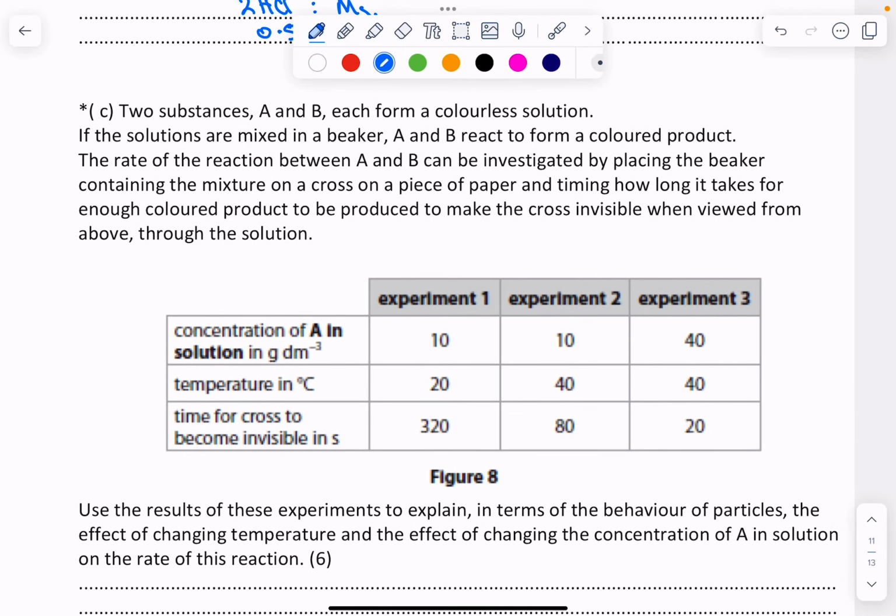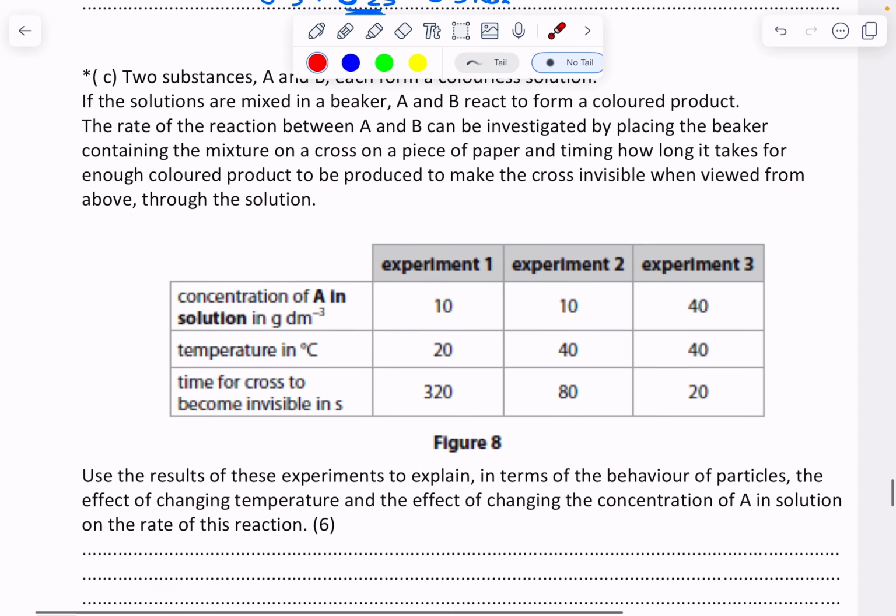Okay, so we're told here that two chemicals A and B are going to react together, and they are looking at timing it using a cross on a piece of paper because the cross will then disappear as the reaction proceeds. So we're given quite a bit of information in the table. Take a second to look at it. We'll just finish reading the question and we'll come back to the table.